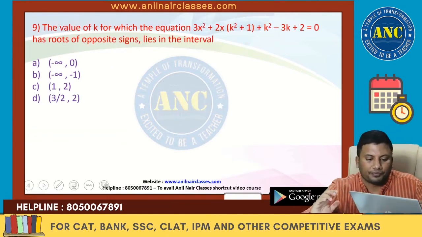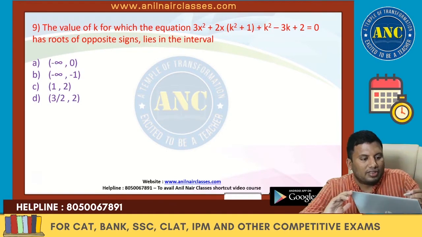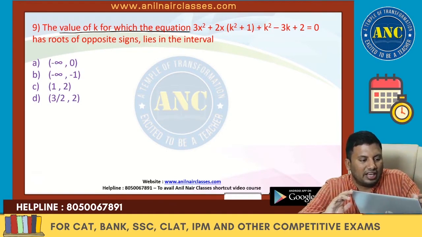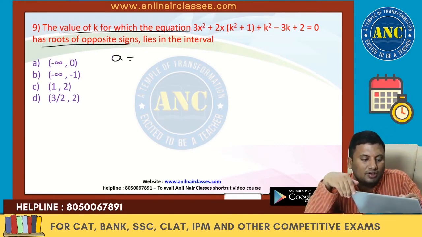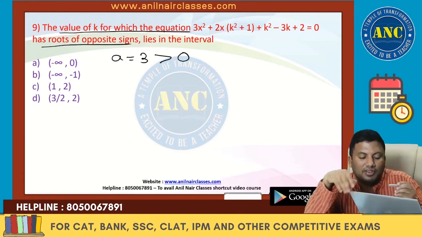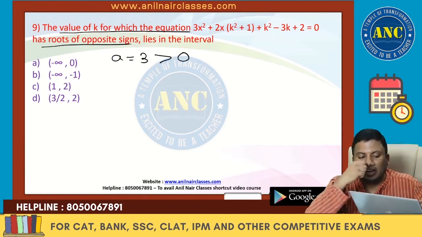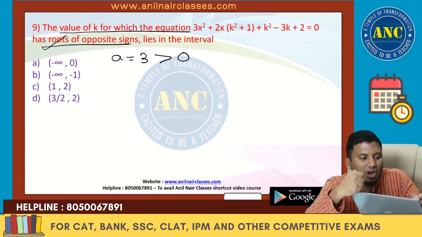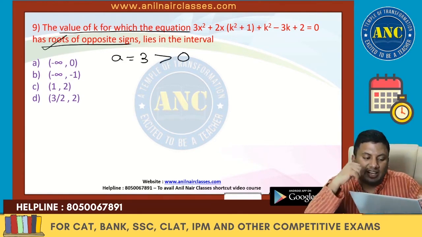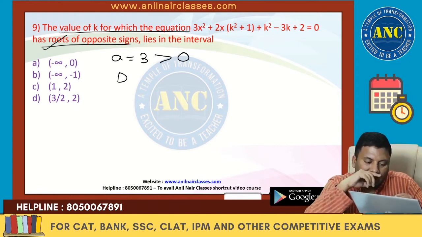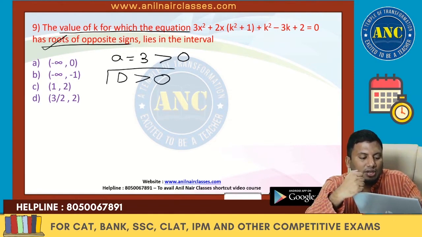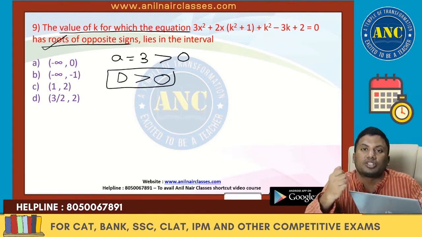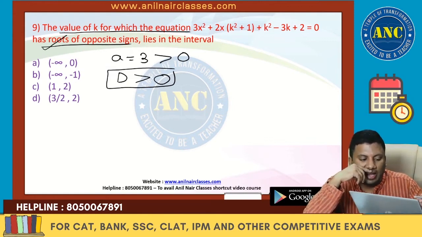Next one. The value of k for which the roots of the equation are of opposite sign. What is the A value? A value is 3, which is greater than 0. This has got roots. Roots means it is touching the axis. Discriminant will be greater than 0. I hope it is clear. Roots means it will touch the axis.